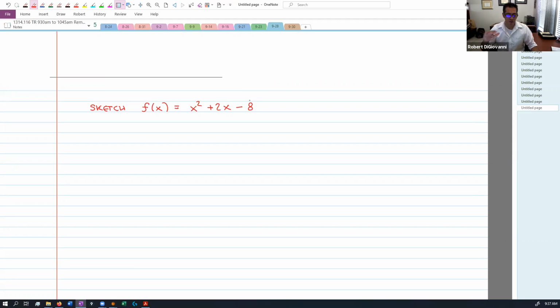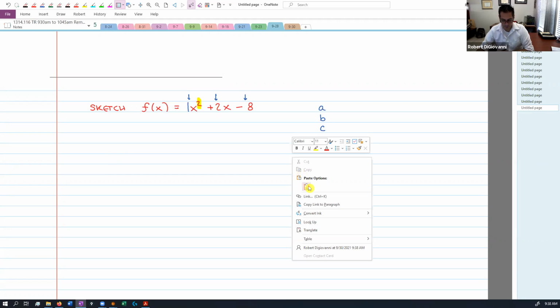First thing I'm going to notice on this is that it is a quadratic function. I know that because the highest power of x I see is 2, right? So it's quadratic. Next thing I'm going to do is I'm going to identify the numbers in front of things. So I have a 1 in front of the x squared. I have a positive 2 here. I have a negative 8 here. So that gives us our A, our B, and our C. And I forgot to put the instructions here.